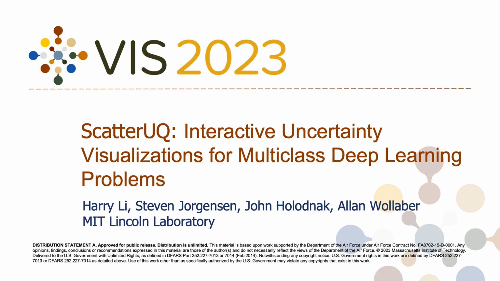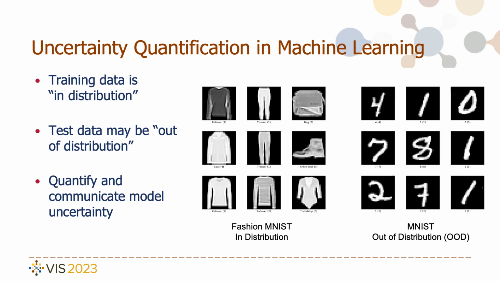We present ScatterUQ, an interactive scatter plot to visualize machine learning neural network uncertainty by comparing the proximities of test samples with training data. Deep neural network machine learning models are becoming increasingly popular for multi-class classification, but the distribution of data used to train ML models is often different than the distribution of real data that models encounter.